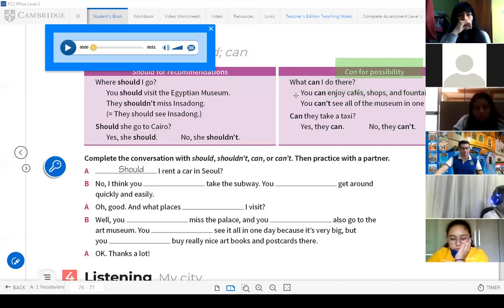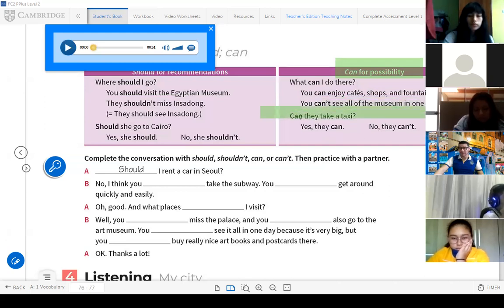In a negative form, también podemos utilizar una forma negativa. Puedo decir, you can't see all the museums in one day, ¿no? Una possibility es que you can see all the museums, que no puedes ver, ¿no? Todos los museos en un solo día. You can see all the museums in one day. ¿No? Luego aquí, otra possibility.